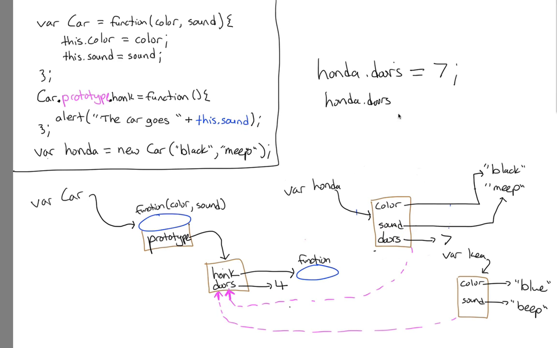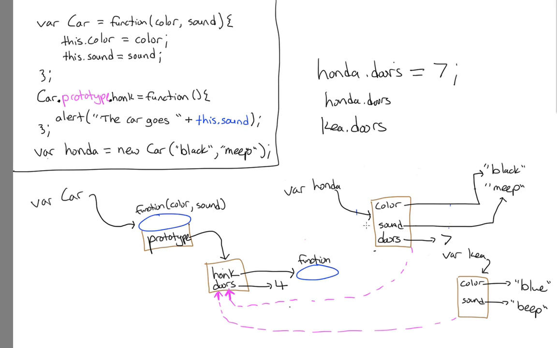But if you'll notice, if we do Kia.doors, this will first look in Kia. It won't find it, so it'll follow the secret link, and it will find it here. So the value will be 4. So this is how you can use prototypes to share properties across objects, yet allow objects to have their own properties of that same name.